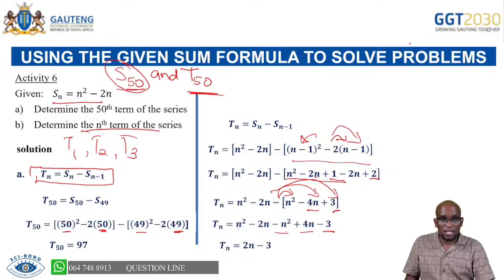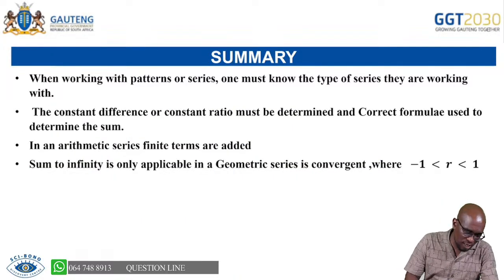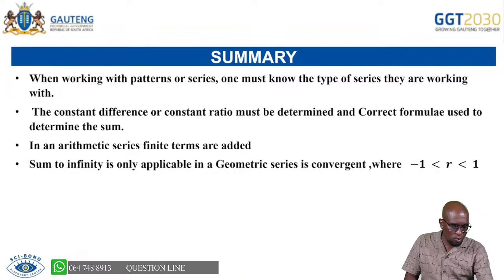Good people, I think we've done justice to the work that we were supposed to do today on geometric series. So we go through the summary now. We are saying when working with patterns or series, one must know the type of series they are working with. The constant difference or constant ratio must be determined, and the correct formula to be used must be identified. That's very, very important.